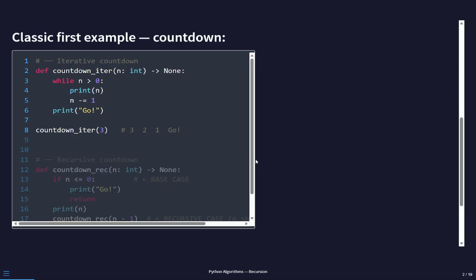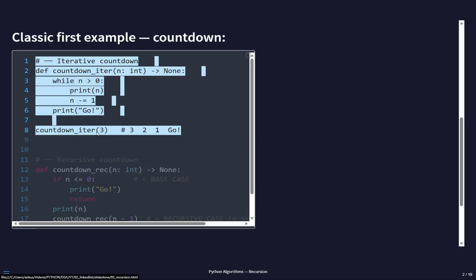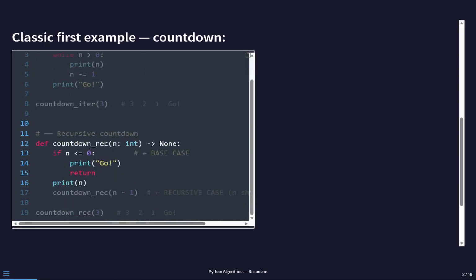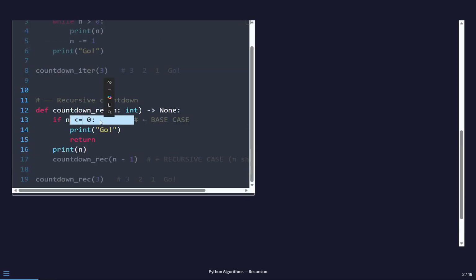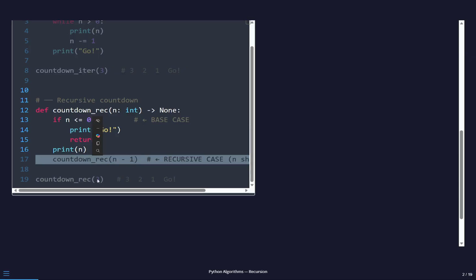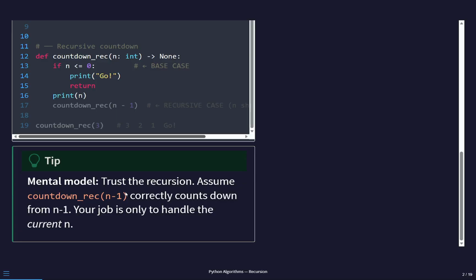The classic first example is countdown. The iterative version uses a while loop, straightforward. The recursive version instead says, if n is 0 or less, print "Go" and stop. That's the base case. Otherwise, print n, and call countdown_rec with n-1, moving closer to 0 each time. Watch the two traces produce identical output.